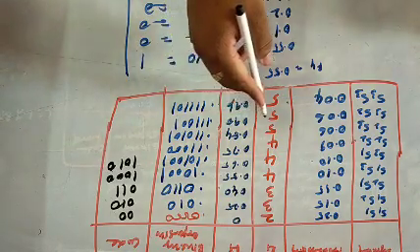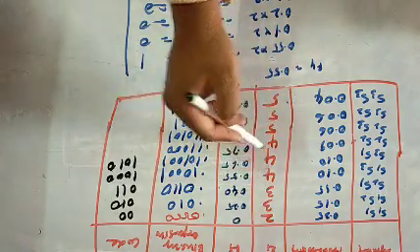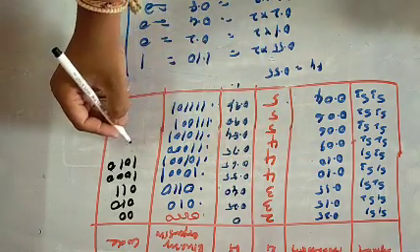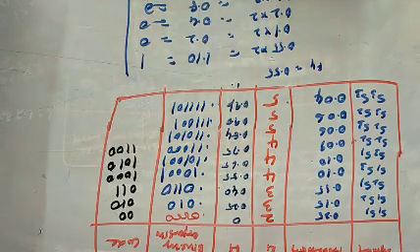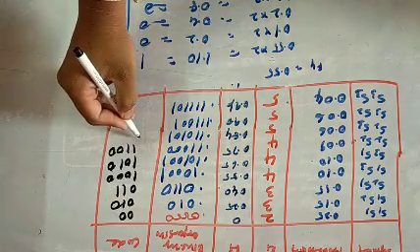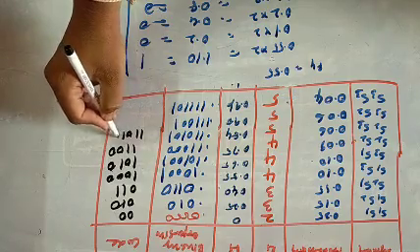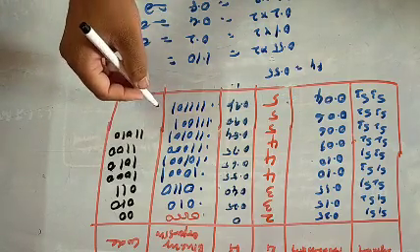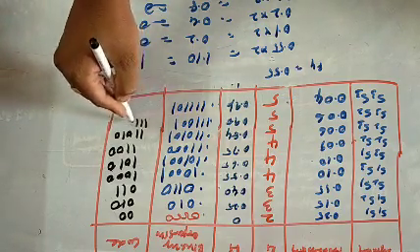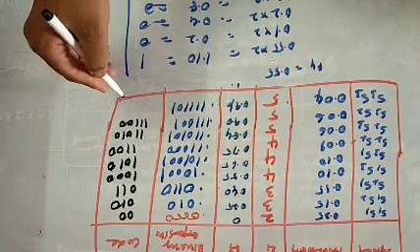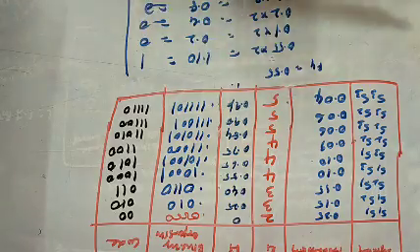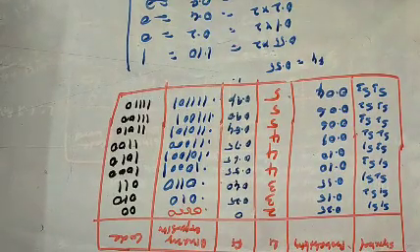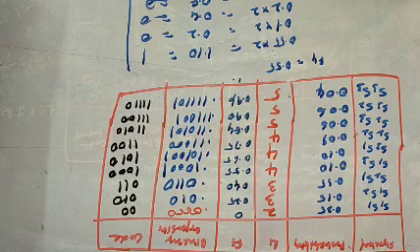For symbol 6, this is again the length 4, 1100. For symbol 7, the length 5, so it is 11010. And for symbol 8, that is 11100. For symbol 9, that is 4 ones followed by 0. See, this is the length of the code. We have completed the tabulation.